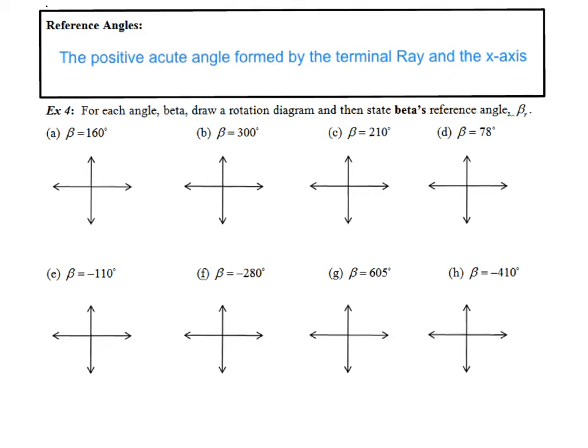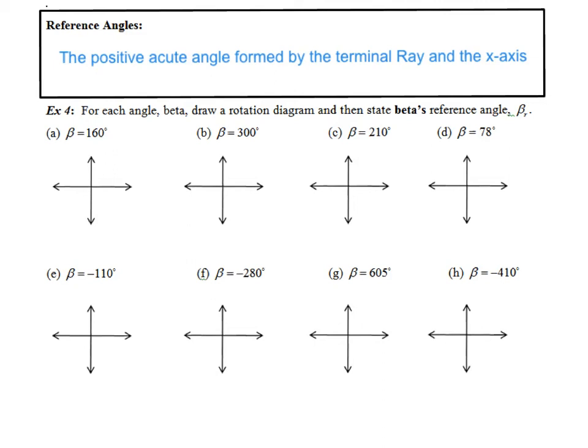So in example number 4, it says for each angle, this time we're using the Greek letter beta. You'll notice that this is just the Greek form of the letter B. We want to draw the rotation diagram and then find the reference angle, and we're going to call it beta. So B with a little r stands for reference angle.